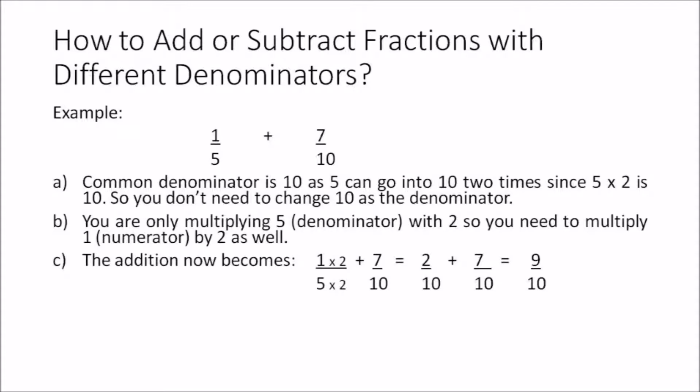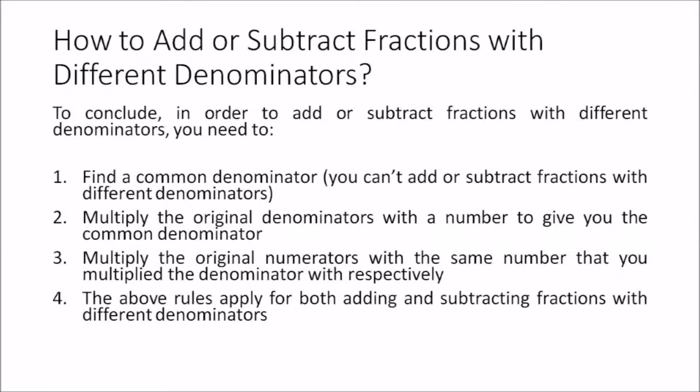All you need to do is add the numerators, so we add 2 plus 7, which gives you 9, and the denominator remains the same, which is 10. So your answer is 9 over 10, or 9/10. Right, it's as simple as that. Make sure the denominator is always the same, otherwise your answer will be wrong. You cannot add or subtract fractions with different denominators, and the same rule applies when you are subtracting, right? You just subtract the numerators, the denominator remains the same, and it has to be a like denominator.